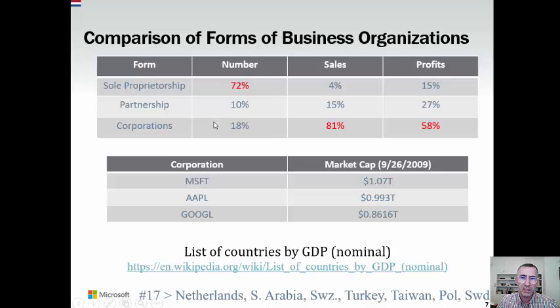But now when you start to look at sales, right? Sole proprietors are 4% of sales, corporations 81%, and about 60% of all profits are generated by corporations.